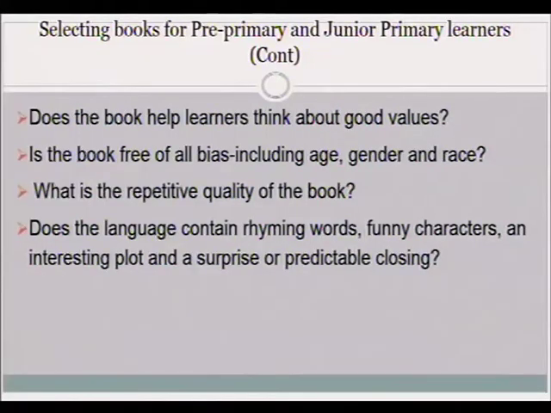Does the language contain rhyming words, funny characters, an interesting plot, a surprise or predictable closing? All these elements make the book enjoyable. It makes it easy to repeat reading. It makes it fun to read. So there should be characters that they laugh at. There should be rhyming words that are interesting to string together. There should be an interesting plot. It could be a surprising one, or it could be a predictable one.